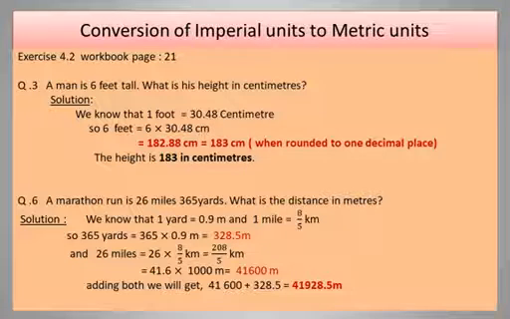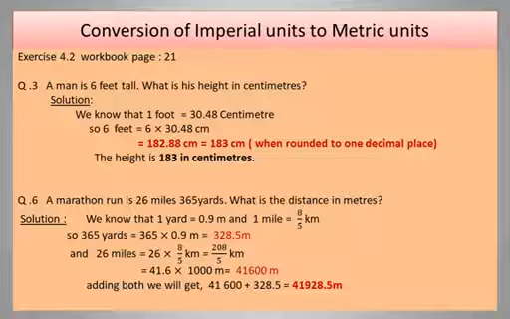Okay, now next question, question number 6. A marathon run is 26 miles 365 yards. What is the distance in meters? So here the distance is given as miles and yards together. It is not a separate unit, they gave it together as miles and yards. So you have to convert it together to miles or together to yards, then convert it into meters.